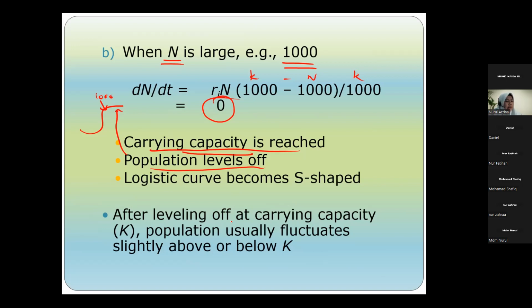And after leveling off at carrying capacity, usually the population will fluctuate slightly above or below the carrying capacity. So after leveling off, usually the population size will fluctuate slightly above or below carrying capacity.